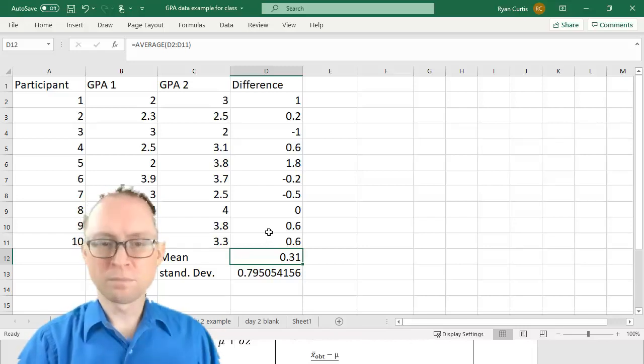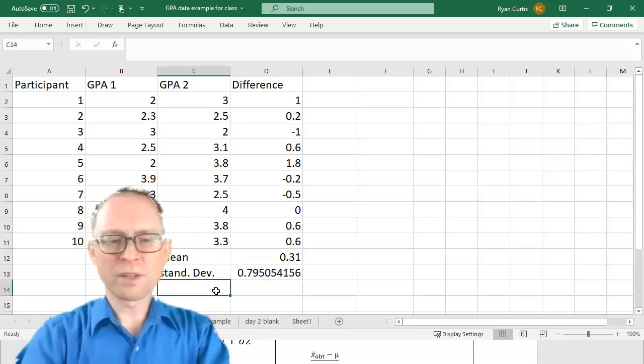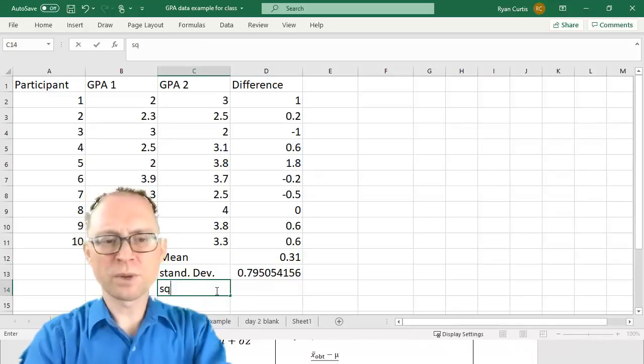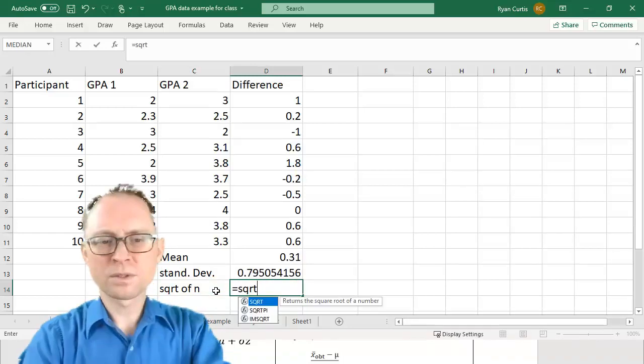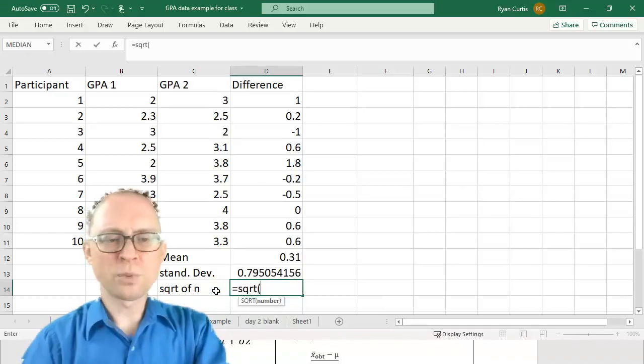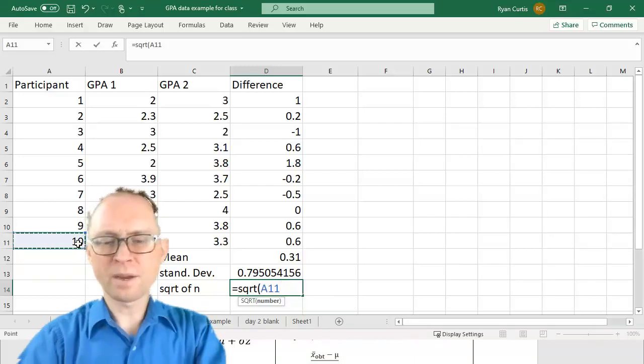So 0.31 minus 0 is 0.31. But don't just divide it by the standard deviation. We need the standard deviation divided by square root of n. So let's get the square root of n. Square root of n equals square root, and the square root of n equals 10. Right there.